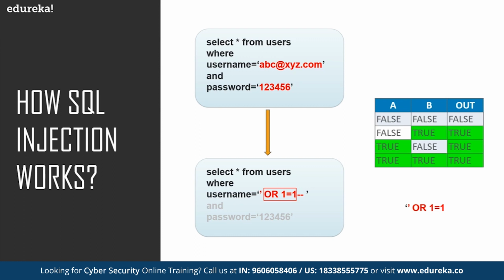Now what is the use of the extra double hyphen that I've used? The double hyphen is used to comment out the rest of the SQL query. That's why I've faded out the and password part. When I use double hyphen, it doesn't matter what the next part of the SQL query is. And since the OR function returns true, the SQL query returns true, meaning that the login is successful. So this is how SQL injection works.